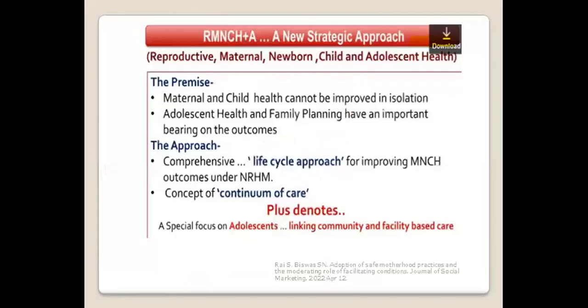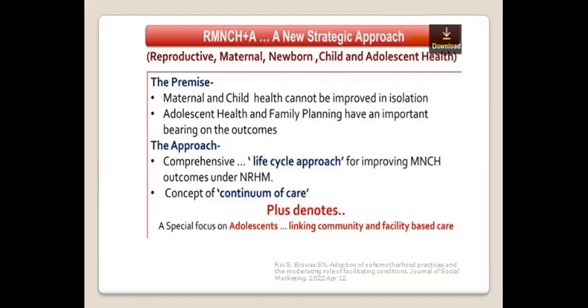Therefore, the fourth delay may be to take responsibility for maternal mortality. Now come the recent updates. In the Reproductive, Maternal and Child Health care program, a new strategic approach is mentioned. The two approaches include that maternal and child health cannot be improved in isolation. Adolescent health and family planning have an important bearing on the outcome.